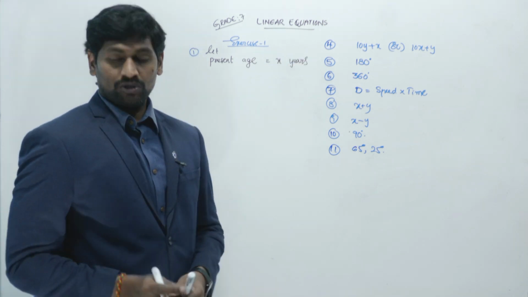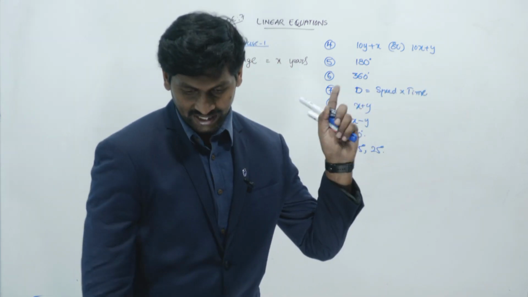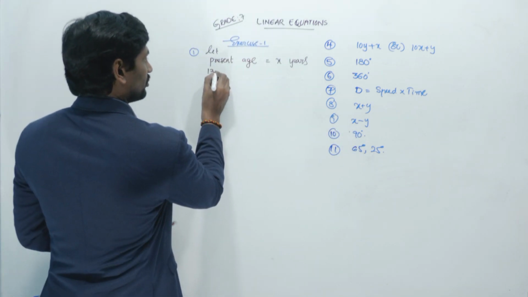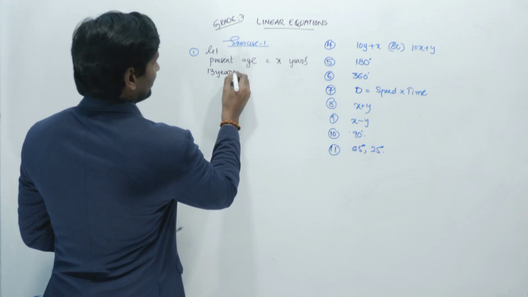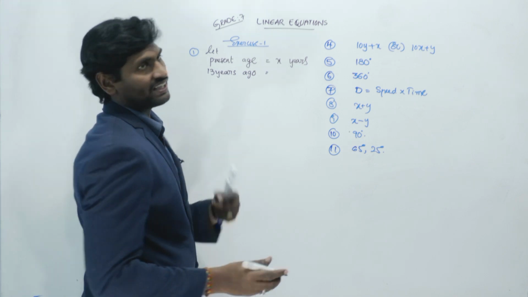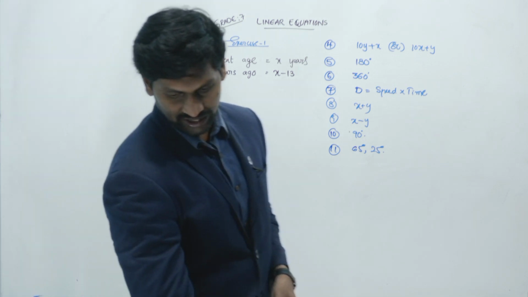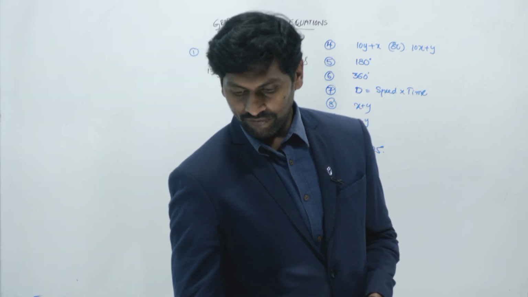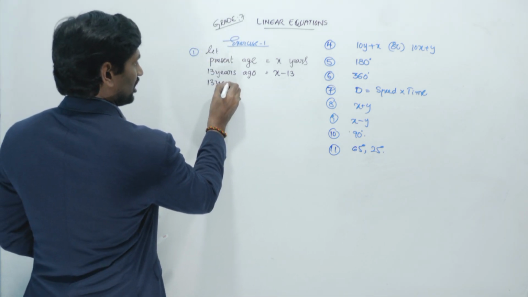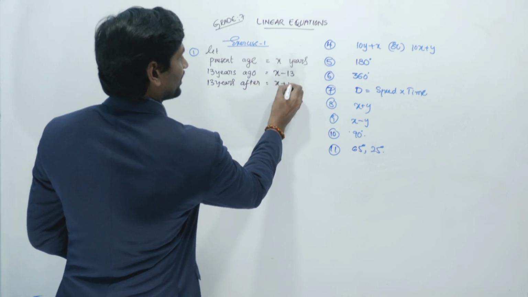Now, according to the first sentence, Shobha's age 13 years ago. What is her age 13 years ago? Now present is X, so 13 years ago her age will be 13 less than present. That means X minus 13. It is half of her age after 13 years. After 13 years, it is X plus 13.